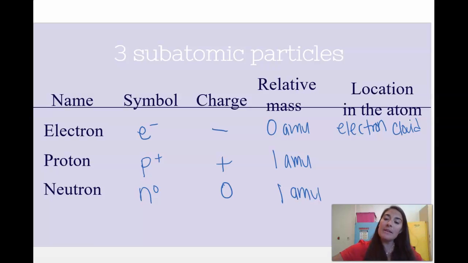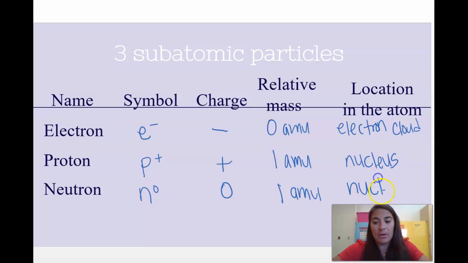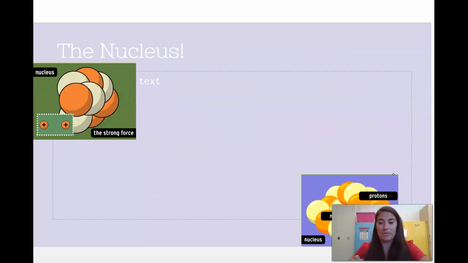And then our protons and neutrons, we know that those friends are in the nucleus. So let's dive deeper a little bit and talk some more about the nucleus.